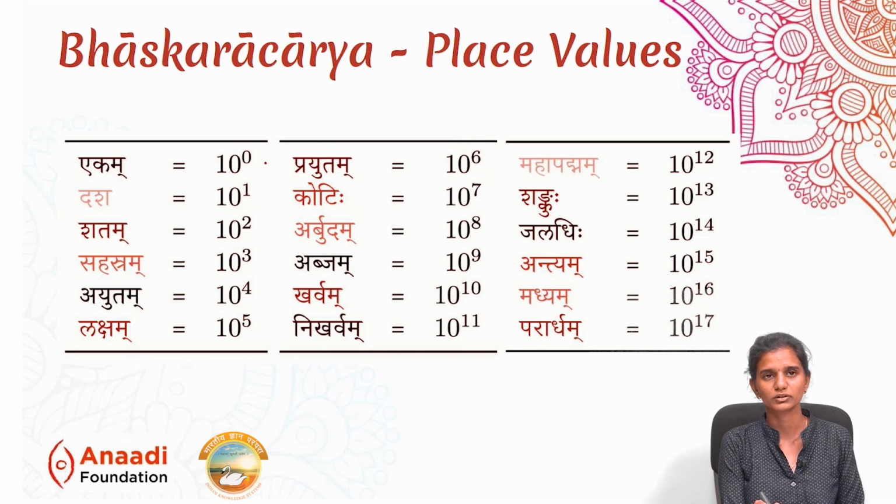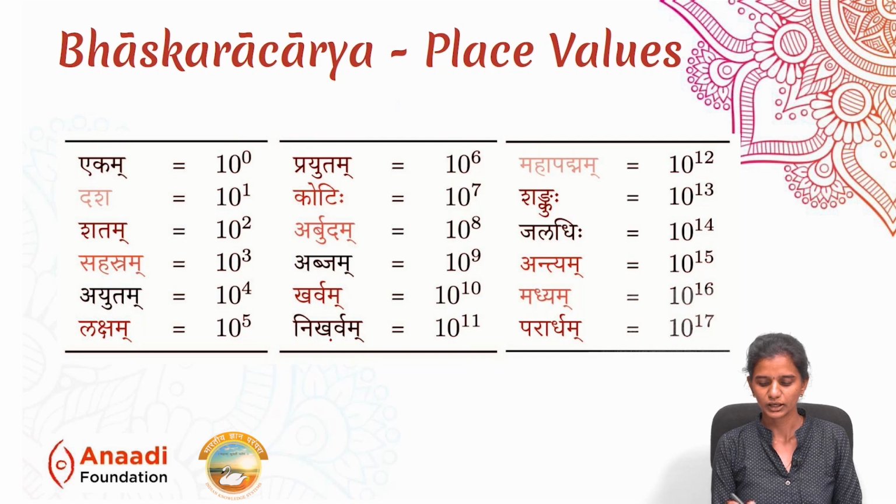Ekam means 1. Dasha 10. Shatam 100. Sahasram 1000. Ayutam 10,000. Laksham is 1 lakh. There Aryabhata used Niyutam. Laksham is just another word for Niyutam. Prayutam 10 power 6. Kotihi 10 power 7. Arbudam 10 power 8. Abjam 10 power 9. There Aryabhata used the word Vrindam. Abjam is also the word for Vrindam.